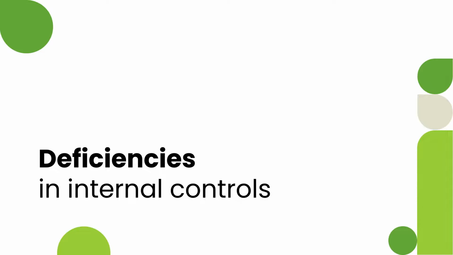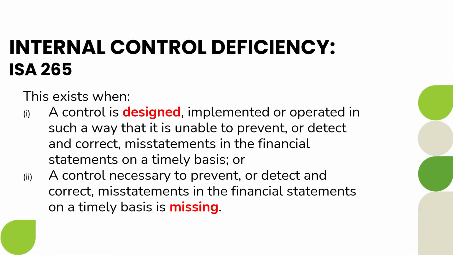We're now ready to talk about what if, in your consideration of internal controls, in your obtaining understanding of internal controls, you chanced upon some deficiencies in internal controls. What must the auditor do? Or what is the auditor's responsibilities with regards to deficiencies in internal controls?